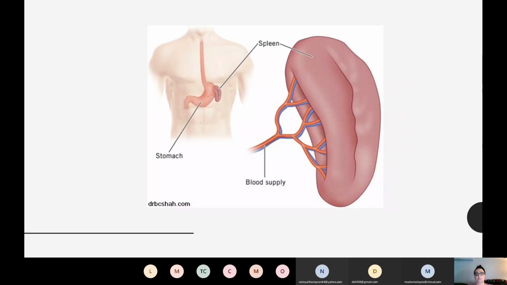This is a picture of your spleen, showing you, like I said, where it sits and how highly vascular it is. Michael, can you control that cat?